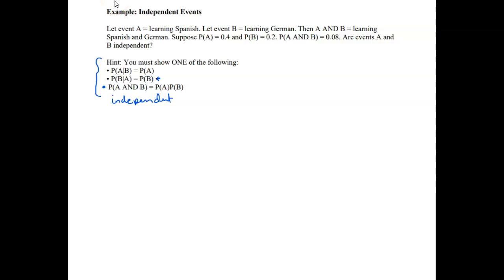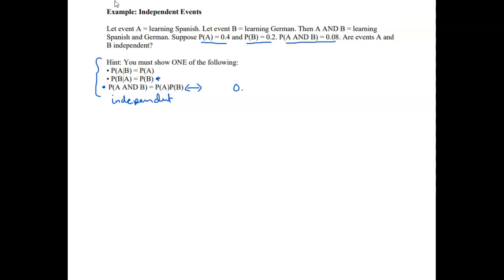So in this example, event A is learning Spanish, event B is learning German. A and B is learning Spanish and German. You're given the probability of learning Spanish is 0.4, of learning German is 0.2, and of learning both is 0.08. Are they independent? This is a good formula to check because we have P(A), P(B), and P(A and B), so we can fit them all in here, okay?